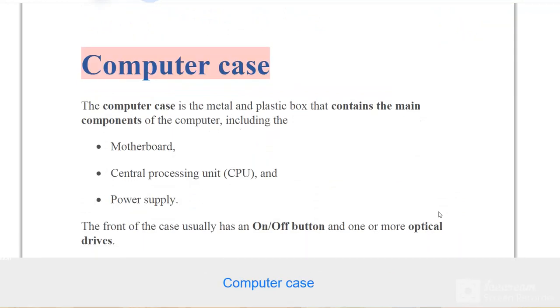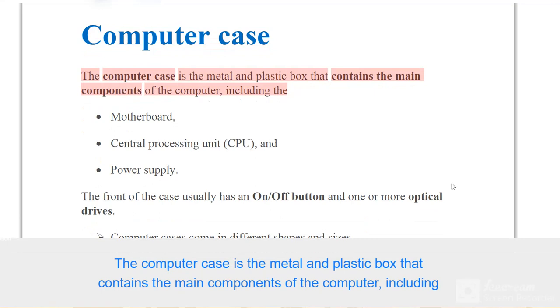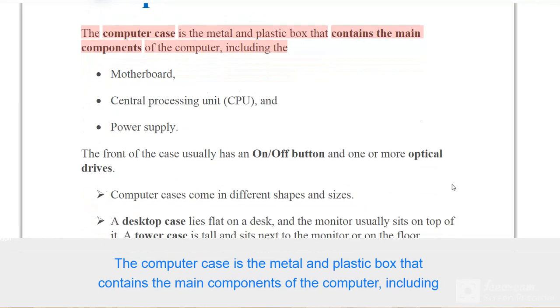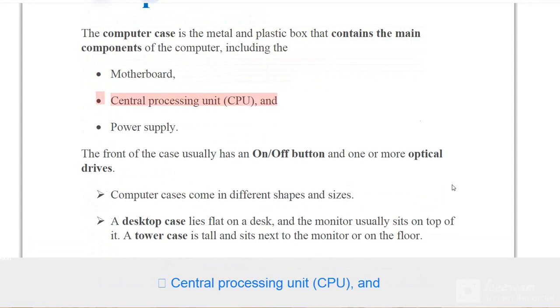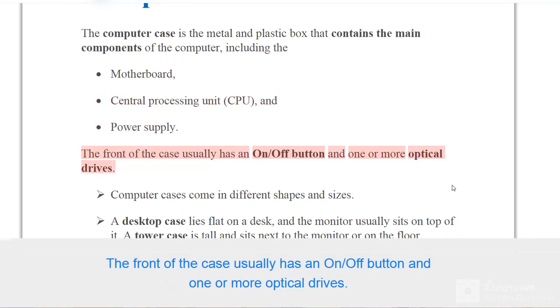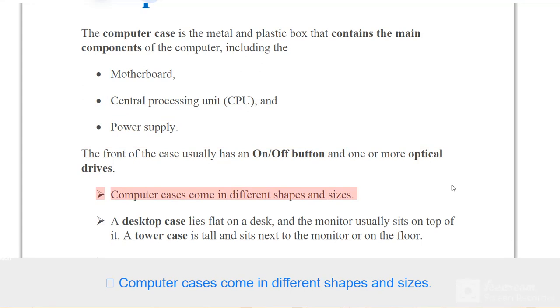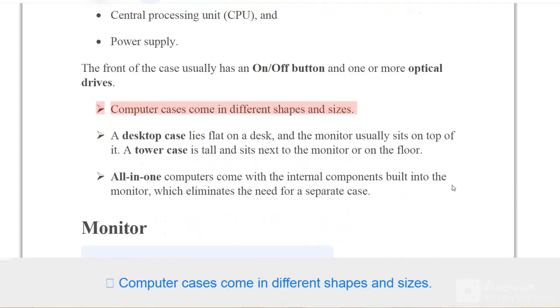Computer case. The computer case is the metal and plastic box that contains the main components of the computer, including the motherboard, central processing unit, CPU, and power supply. The front of the case usually has an on/off button and one or more optical drives. Computer cases come in different shapes and sizes.